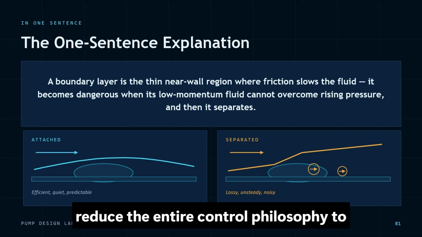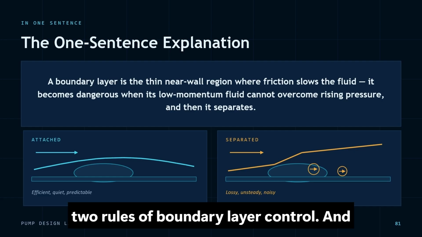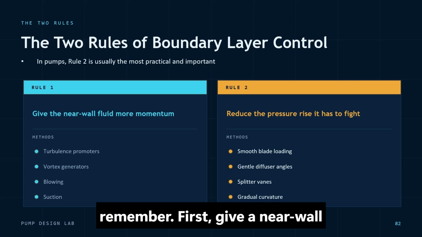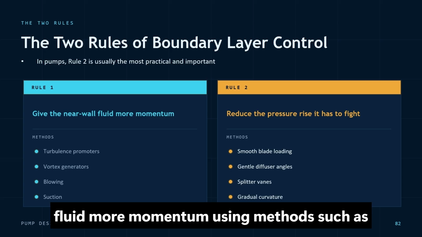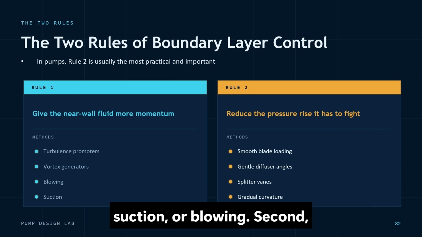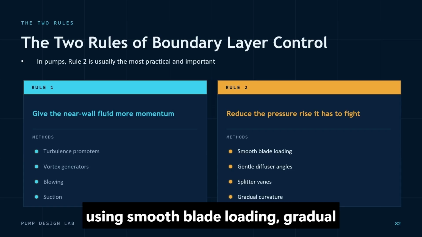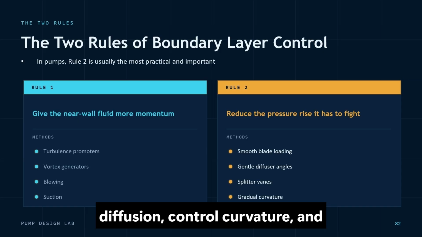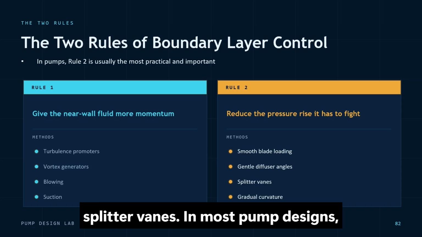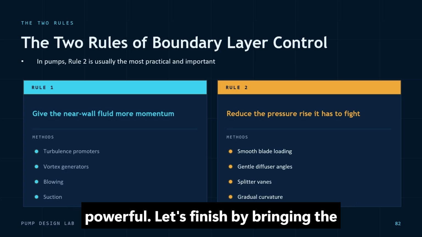And we can reduce the entire control philosophy to two equally clear rules. The two rules of boundary layer control. And here are the two design rules to remember. First, give the near-wall fluid more momentum using methods such as controlled turbulence, vortex generators, suction, or blowing. Second, reduce the pressure rise it must fight using smooth blade loading, gradual diffusion, controlled curvature, and splitter vanes. In most pump designs, the second rule is the most practical and powerful.